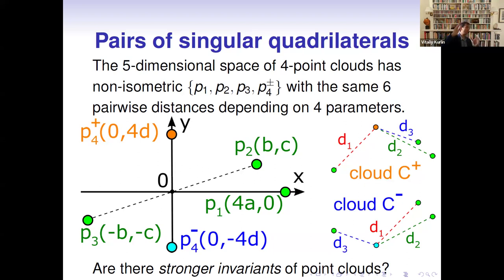So you go from a general position one dimension lower and you get complete fail. The invariant doesn't distinguish point clouds only one dimension down in our space. So it doesn't contradict the previous theorem, it's correct. But we have a huge family of singular counterexamples, as shown. So that's why we need strong invariants.